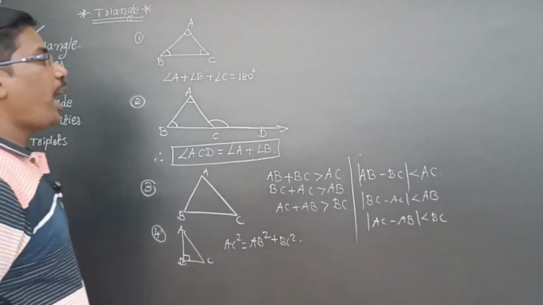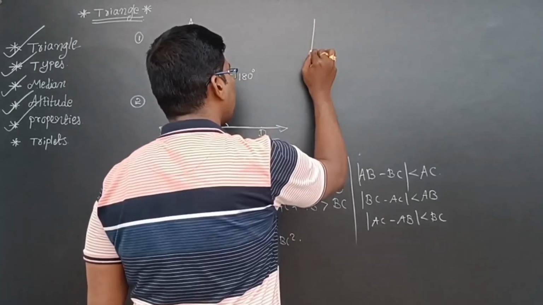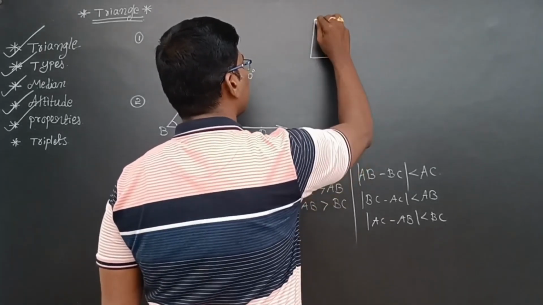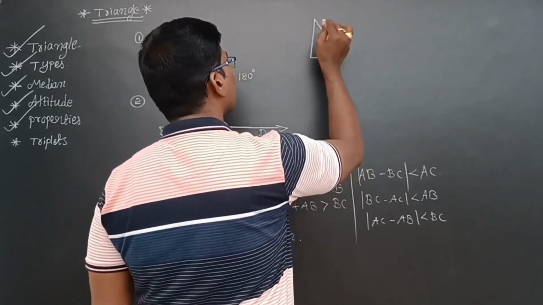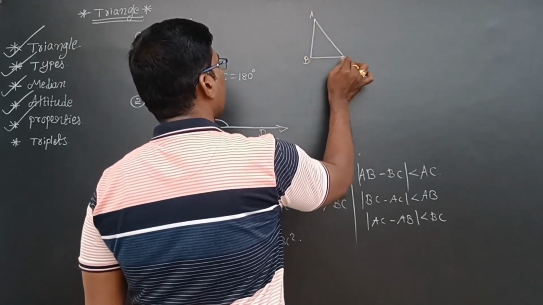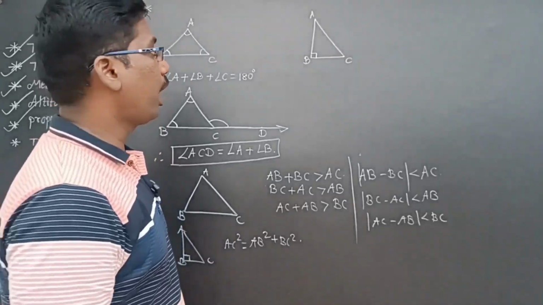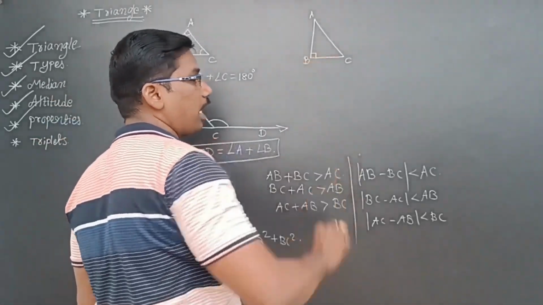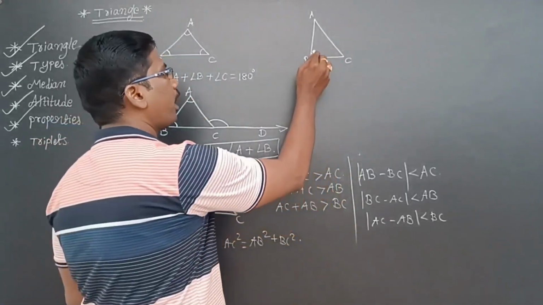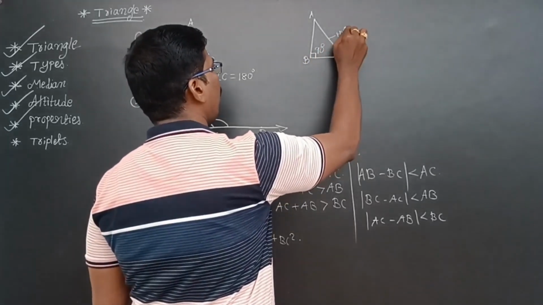Next, Pythagorean triplets. Let us see here. Pythagorean triplets we will discuss. A, B, C. This is the triangle, a right angle triangle, because one angle is 90 degrees, then that is called a right angle triangle. Already we have discussed it. And this is called the hypotenuse.